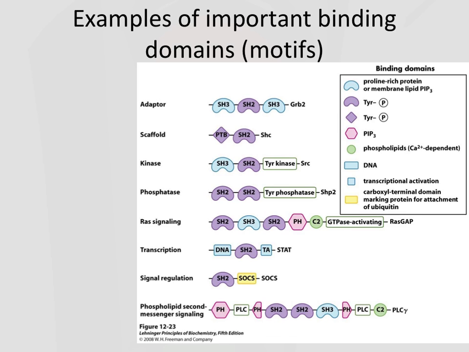Okay. All right, so I just wanted to put this up to let you know that there are lots of different types of these domains that you see over and over again. There's more than, once again, SH2 and SH3, those are just SRC domains, but that just means that they're usually involved with tyrosine kinases.